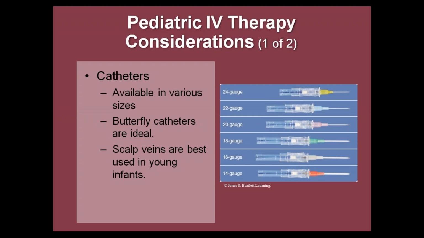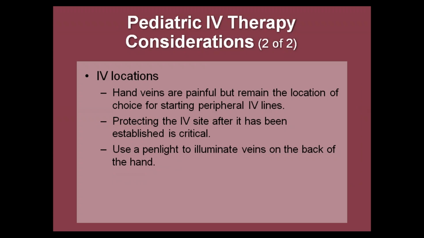With pediatrics, butterfly catheters are ideal. We don't get those in the field. And with the little bitty patients, scalp veins are the best to utilize. Hand veins are painful, but remain a location of choice for a lot of peripheral IV starts for pediatrics. Protecting the IV site after it has been established is critical with these. Like I said, extra tape maybe, or even wrapping elastic gauze, the rolled gauze, loosely around the IV after it's been taped would be good. It helps prevent them from having access to pull those lines.